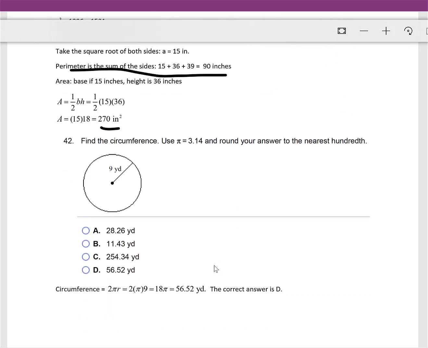And then find the circumference. Remember circumference, 2 pi r. You're going to have these formulas available in the first question, remember. So 2 pi r, so the radius here is 9. So 18 pi. And they said use 3.14 for pi, and if I multiply that out, 3.14 by 18, I get answer D.